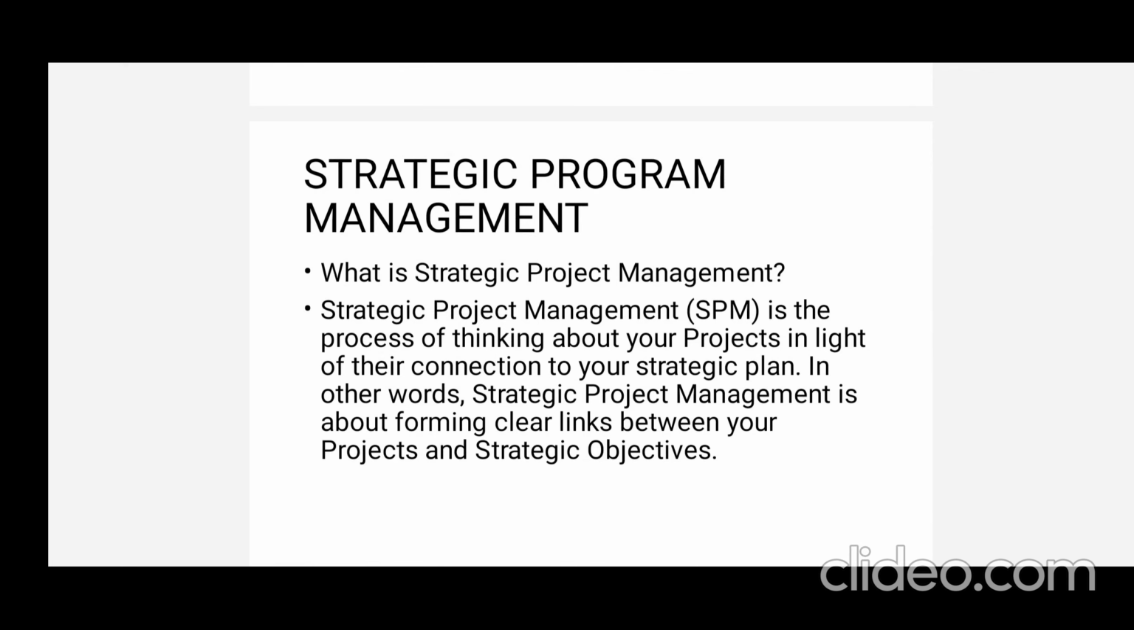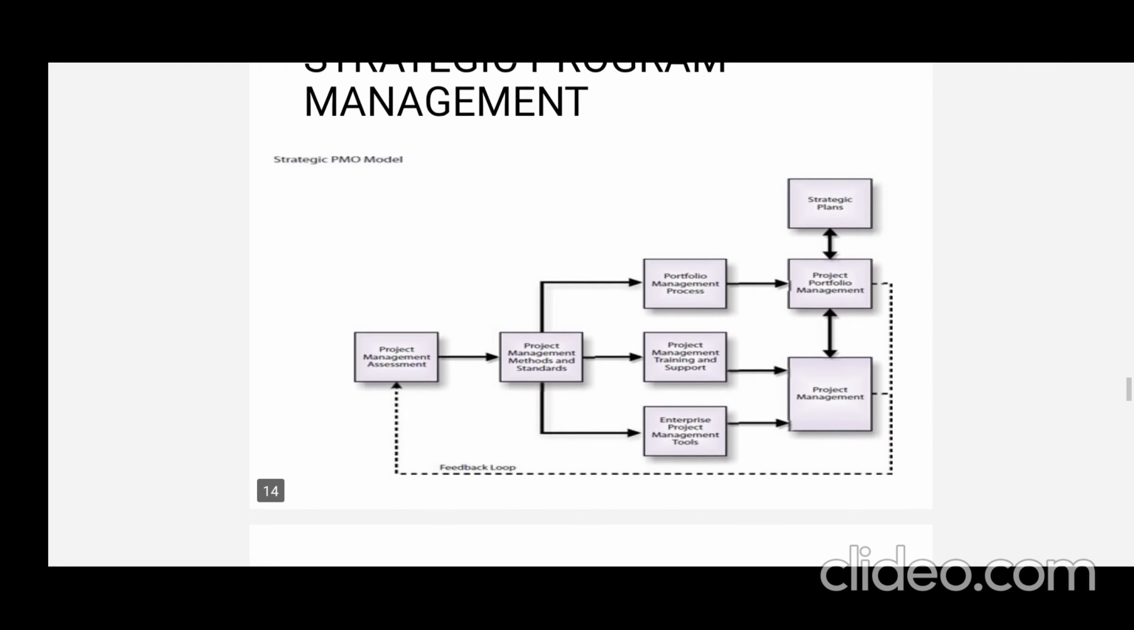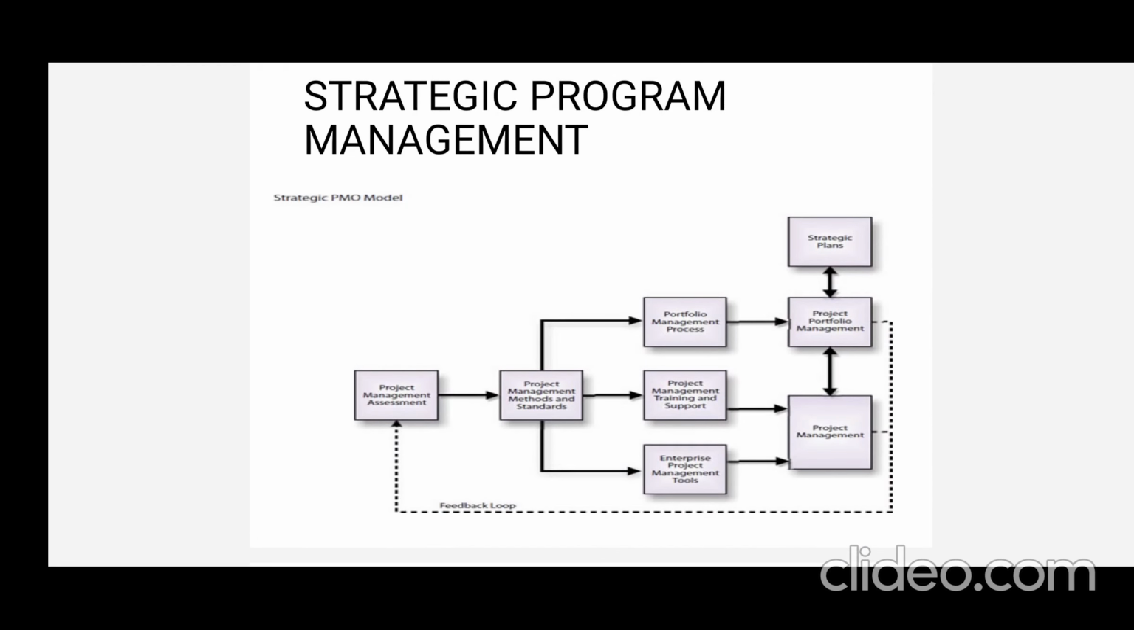SPM is the process of thinking about our projects in light of the connection to the strategic plan. In other words, strategic project management is about forming clear links between our projects and the strategic objectives. This is the diagram illustrating strategic program management.